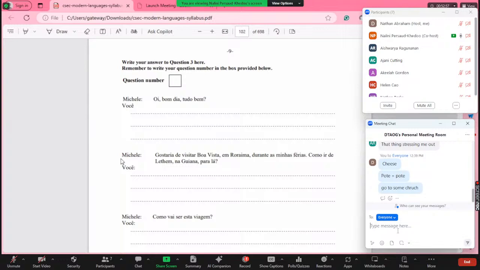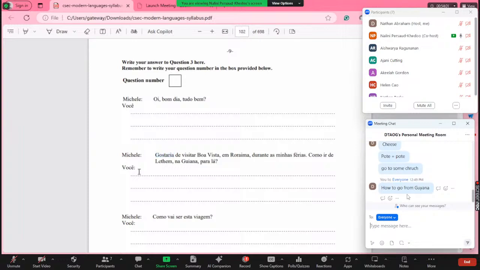And then Michelle says, gostaria de visitar Boa Vista em Roraima durante as minhas férias. Como ir de Letem na Guiana para lá? You understand what's happening here, anybody? She's going from Letem in Guyana. Gostaria, this is a word that's used often. It means would like. I would like to visit Boa Vista in Roraima during my holiday. How to get to Letem, how to go from Letem in Guyana to there? So basically, she's asking, how do I get to Letem and from Letem to Boa Vista?